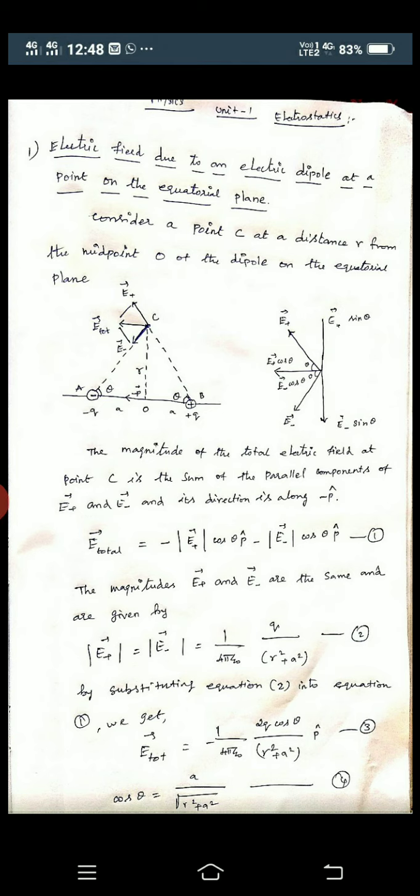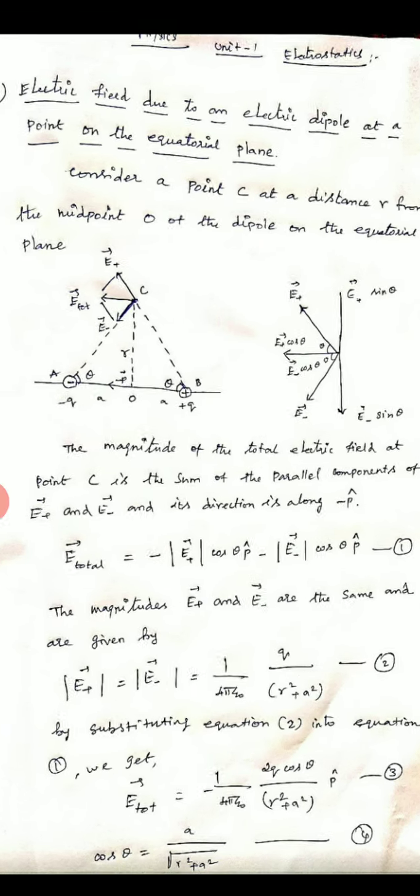Okay, physics unit 1, electrostatics. Now we will discuss the electric field of an electric dipole at a point on the equatorial plane. We already saw the axial line, now the equatorial plane. Then consider a point C at a distance r from the midpoint O of the dipole on the equatorial line. Now see the diagram.